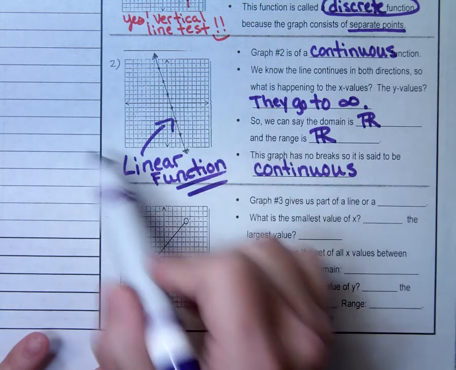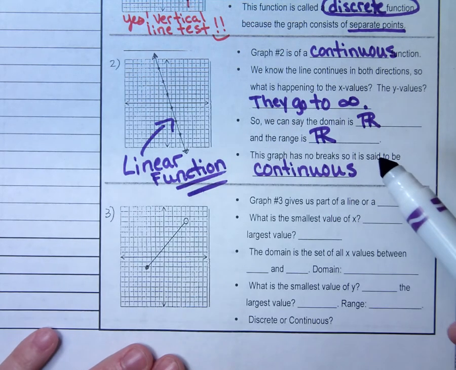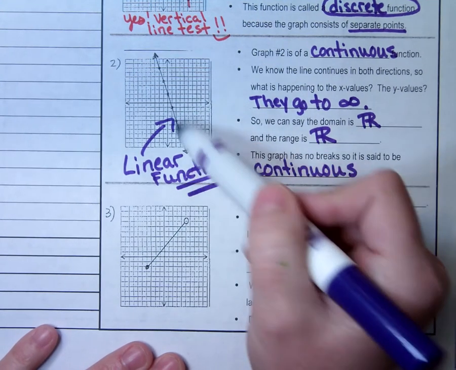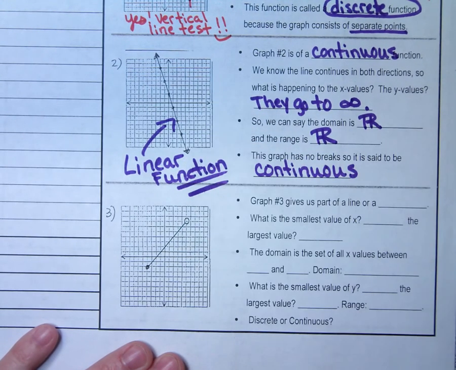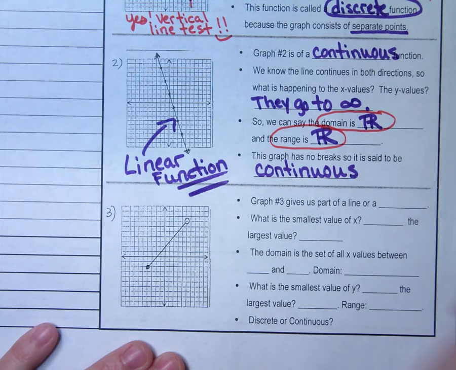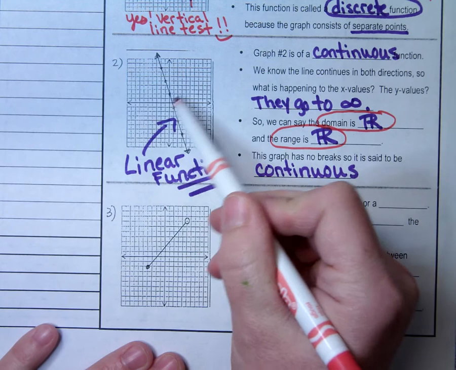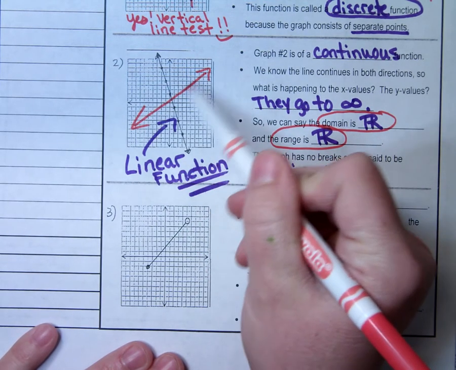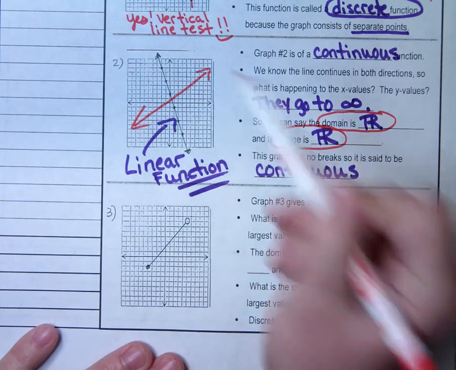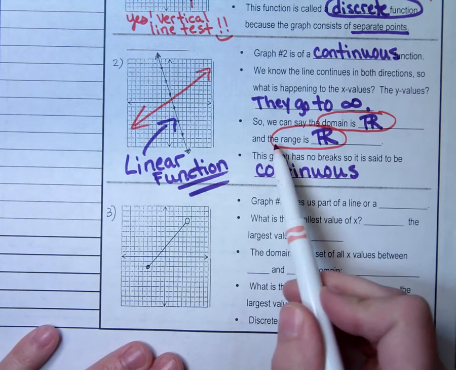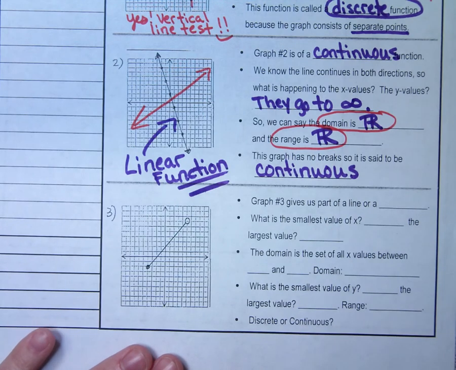And so if you ever have a diagonal line, the diagonal line will always go forever to the right, forever to the left, forever down, forever up. So the domain will always be all real numbers, and the range will always be all real numbers, as long as it's a diagonal line. Because even if I drew this diagonal line in here, it goes forever left, forever right, forever down, forever up. So all diagonal lines have a domain of all reals and a range of all reals.